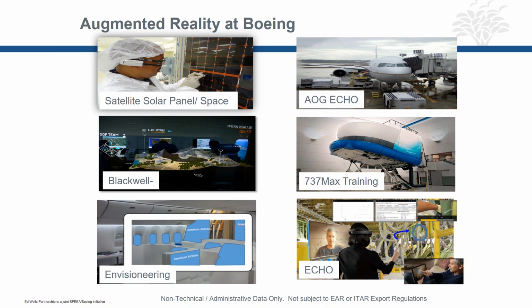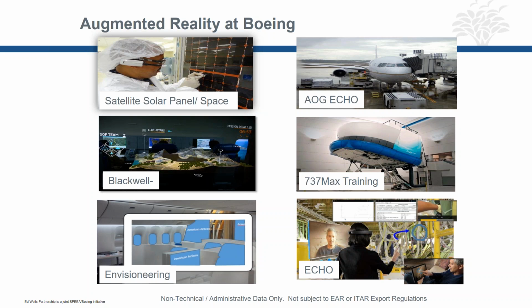We do everything from the depths of the ocean to the farthest reaches of space in terms of the kind of work that we do. So there's a broad field that we cover. Some of the things that we do in particular, you'll see in these pictures here. In the upper left-hand corner, we have the satellite solar panels in space. They're actually using a Vuzix device there to inspect solar panels.